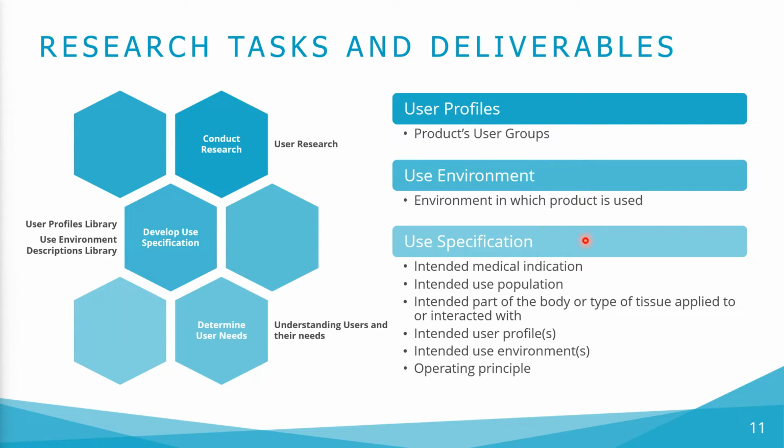Use specification. The use specification should include the descriptions of the following: intended medical condition, intended use population, intended part of the body or type of tissue applied to or interacted with, intended user profiles, intended use environments, operating principle, how the product works, and the user roles in the process. After successful completion of the research step, update the description of intended device users, uses, use environment, and training details in the HFE report.